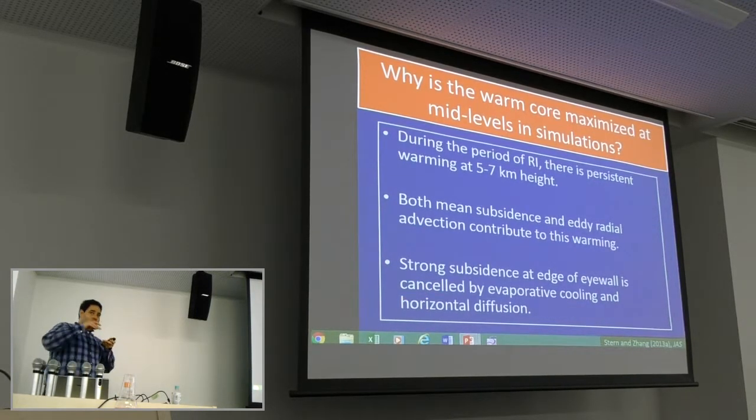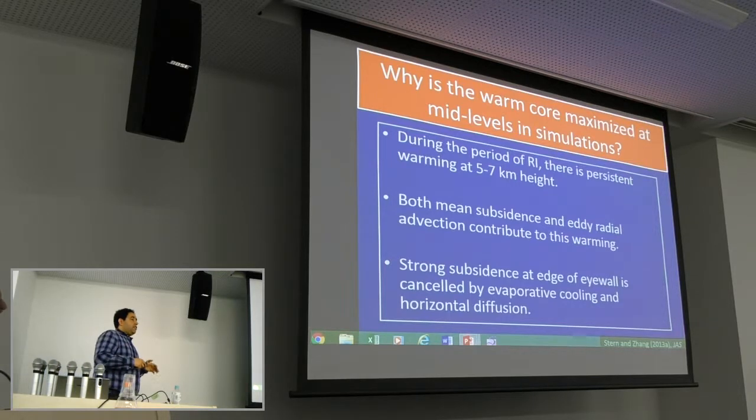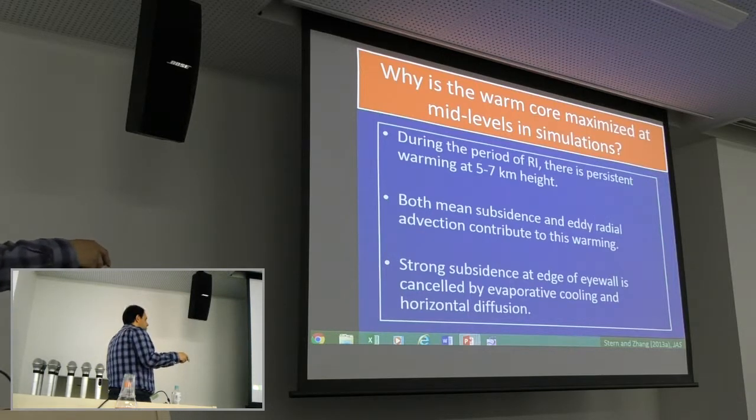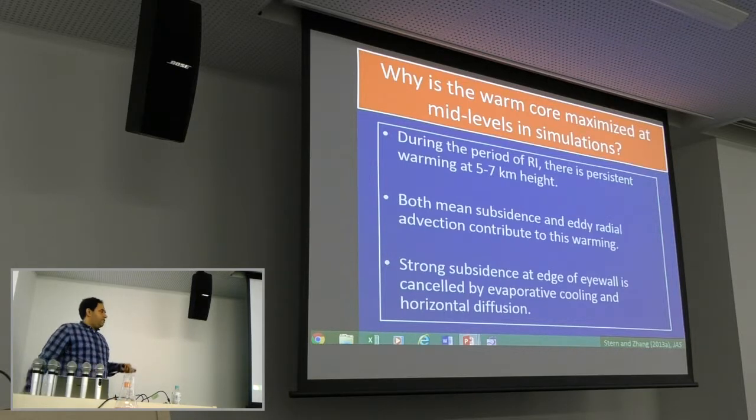And as I'll show when we talk again about the plots of mean subsidence, the strongest sinking motion in the eye is not at the center, it's at the outer edge of the eye, or the inner edge of the eye wall. And this very strong subsidence would on its own lead to large warming of that region, but that warming doesn't actually occur, because the tendency from vertical advection is entirely canceled by, or nearly entirely canceled by evaporative cooling, and later when the storm becomes stronger, by horizontal turbulent diffusion.